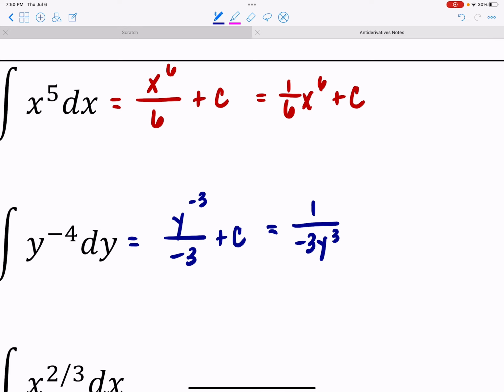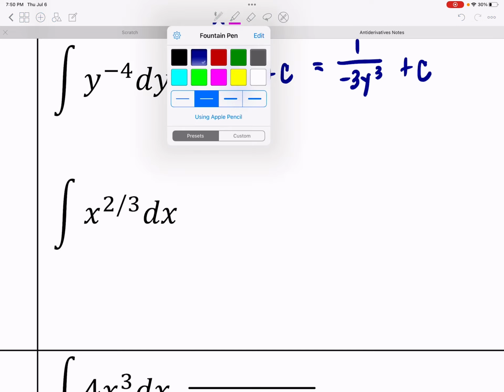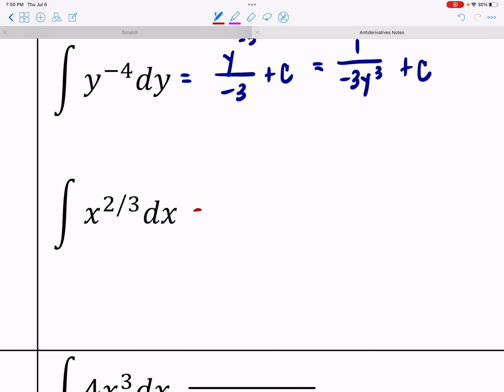So in this one, I have the x after the fraction because it technically belongs to the top, but in this one, the y needs to be in the bottom of the fraction, and then plus c. Or here, same thing. We have x to a power, so we're going to add 1 to the power, so x to the 2/3 plus 1, which is 3/3, would be 5/3. And then we're going to divide by that new power, so divide by 5/3, and then add on our constant.